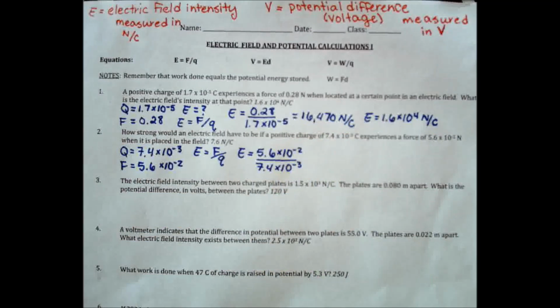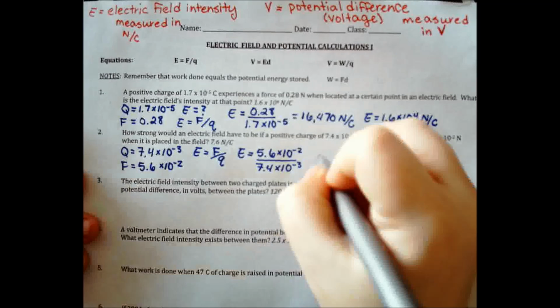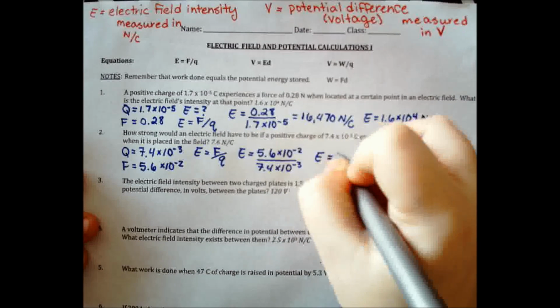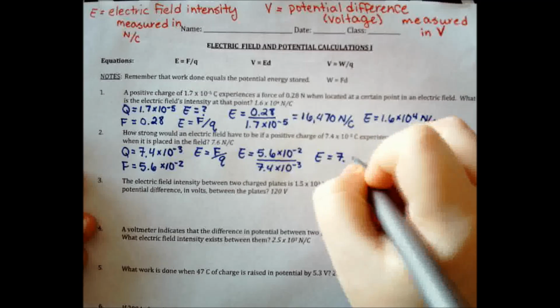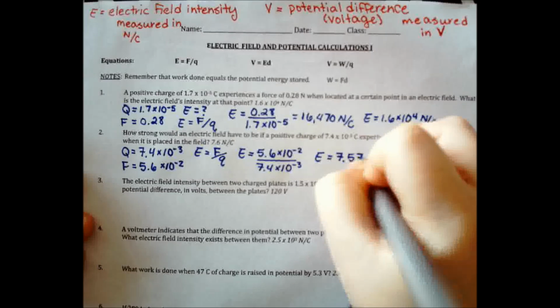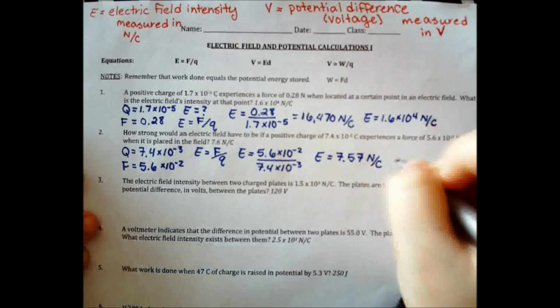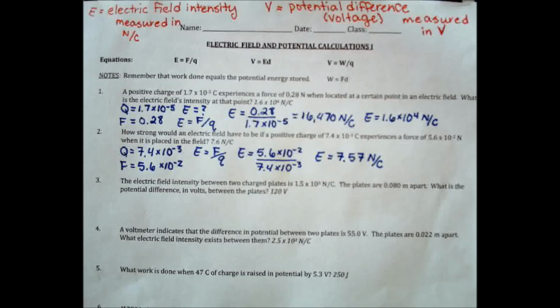These are mathematically simpler because you're just dividing one number by another, but you are dividing exponents, so it is maybe even more important than the problems I worked before that you are making sure you're entering those exponents correctly. I really cannot stress enough what a big difference that's going to make. So, I'm getting E equals 7.57 newtons per coulomb.